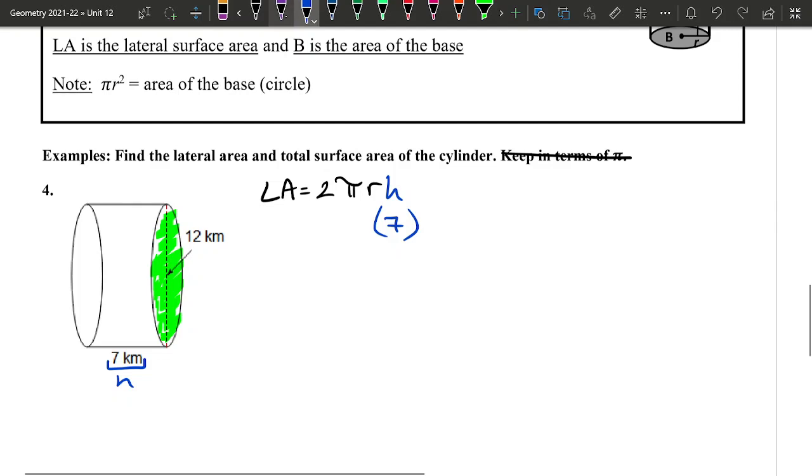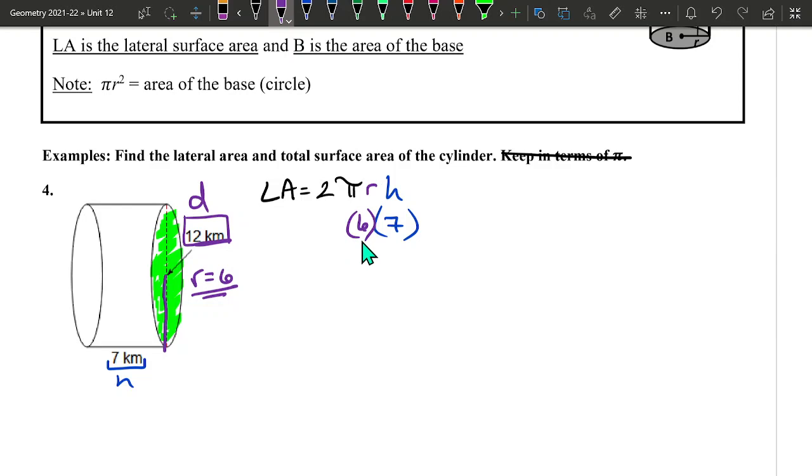And the radius, well, I have a 12 here, but is that 12 the radius? No. 12 is the diameter because it goes all the way across. So the radius halfway across is 6. So make sure you don't use the diameter. You're using the radius. 6 here. And then lateral area equals 2 pi.